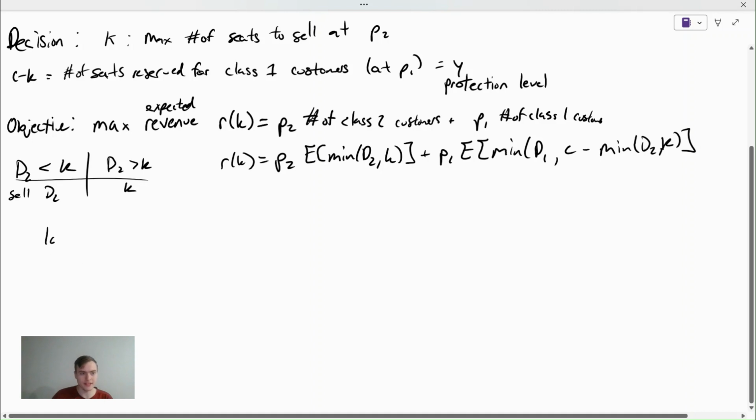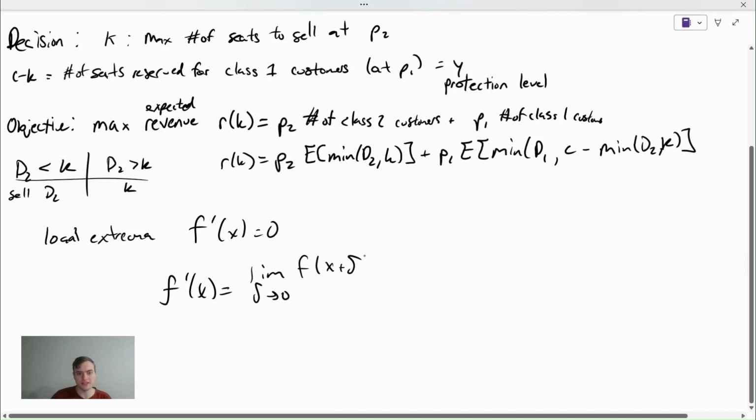So basically a local extrema would have f prime of x equal to 0, and for f prime of x, let's substitute in the definition. That's the limit as delta goes to 0 of f of x plus delta minus f of x over delta, right? And we're setting this equal to 0. So when you're setting it equal to 0, really just this term is what is being set equal to 0, right?